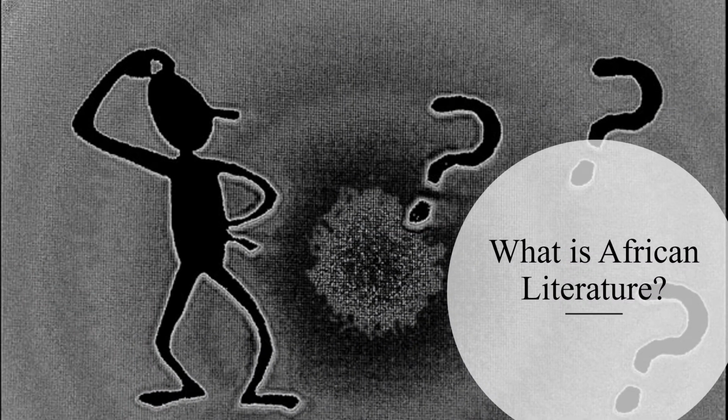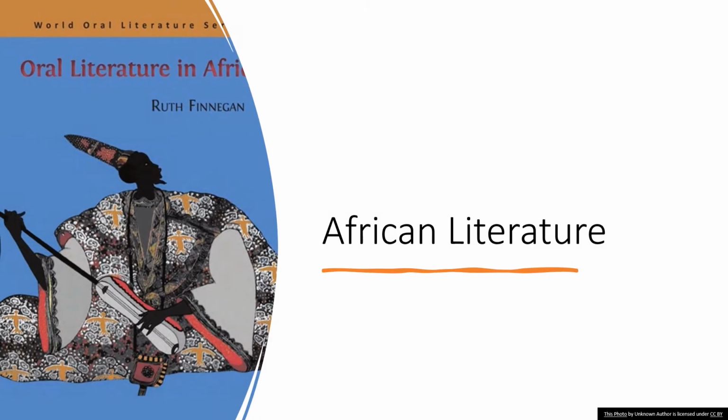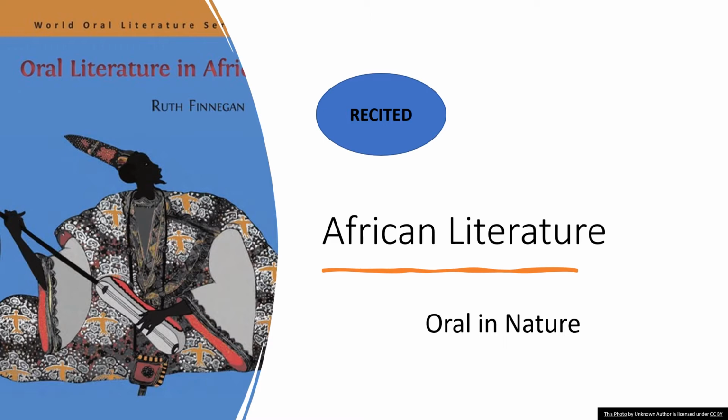Now, what is African literature? Research results that Africans rarely use paper for literature and use oral techniques in telling stories. This is called orature. Now, unlike Western cultures that are associated with advanced forms of writing, African literature is oral in nature, meaning it has to be recited and even performed.